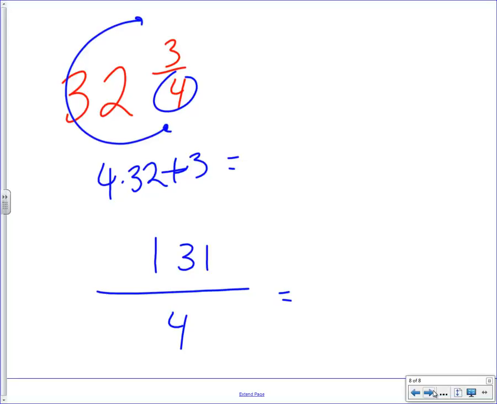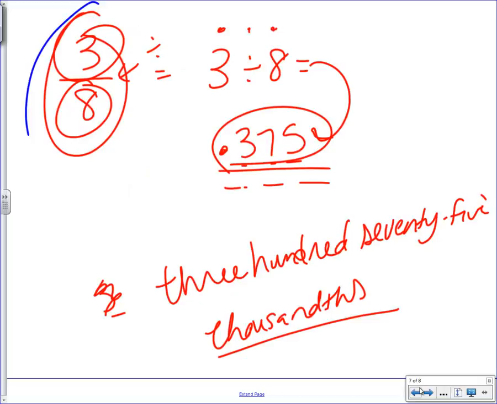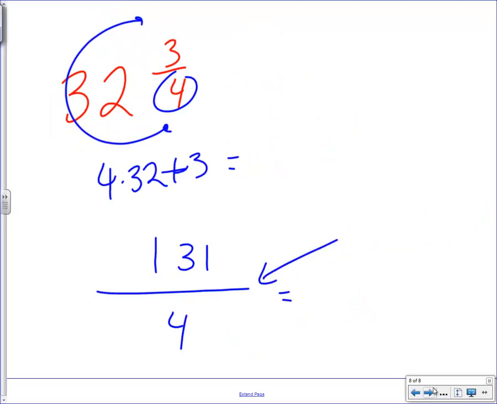So now I'm at the exact same problem that I just solved, right? I need to know what it is that does a decimal, and so I used a divide sign, right? This fraction bar means divide. So I take 131 divided by 4 in my calculator, and when I do that, I end up with 32.75.